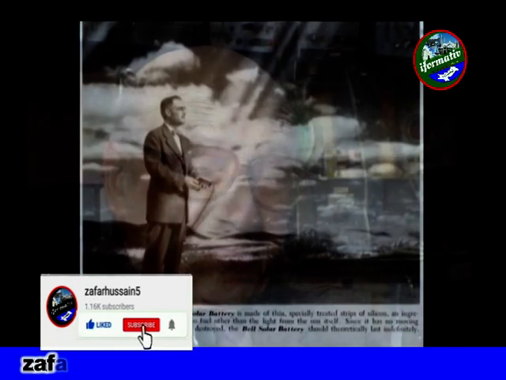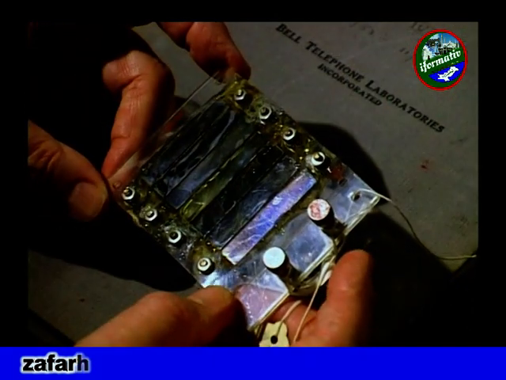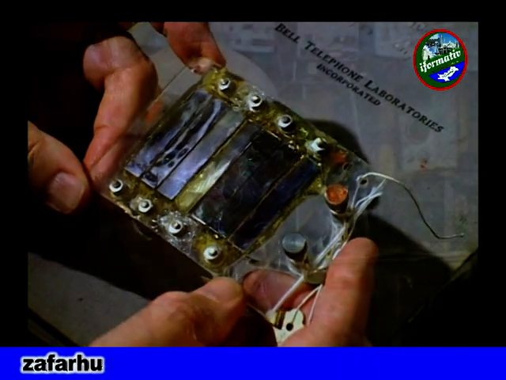But the first solar cells that were made were enormously expensive, so that the electricity that you got out of it was 1,000 times more expensive than the electricity you got from your standard power station where you burned coal or gas.